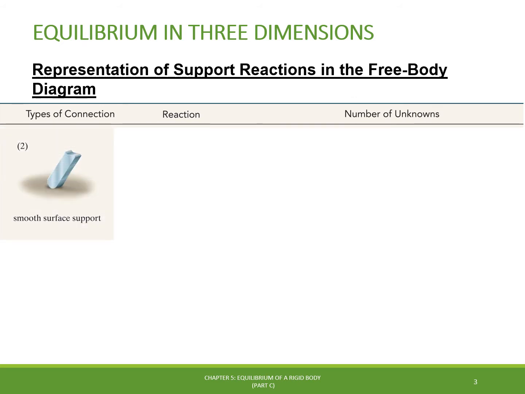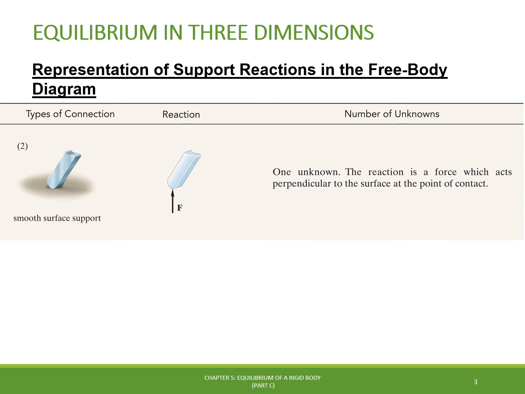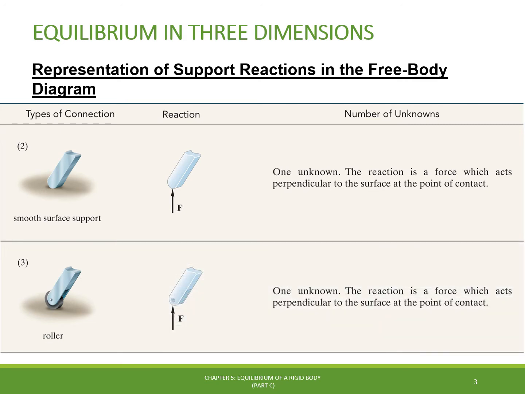The type 2 member is the smooth surface support, which, like in the 2D representation, has only one unknown. That is the reaction force acting perpendicular to the surface at the point of contact. The type 3 member is the roller connection, which, like the previous element, has only one unknown. That is the reaction force acting perpendicular to the surface at the point of contact.